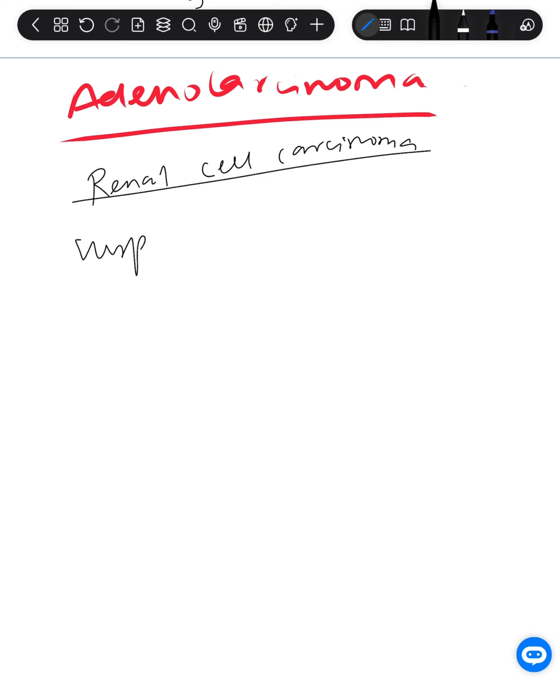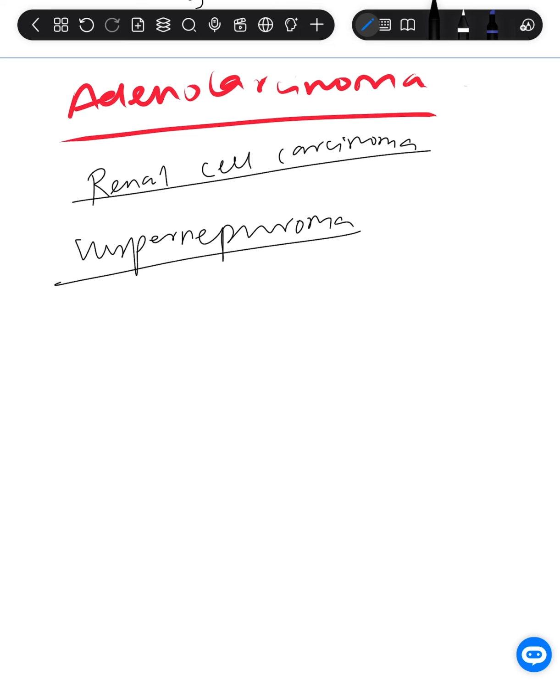So adenocarcinoma is also called hypernephroma, renal cell carcinoma, and Grawitz tumor. These are the other names, but the commonly used name is, of course, renal cell carcinoma. Why is it called hypernephroma? Hypernephroma is actually an old misnomer which was used in ancient times. Now it is primarily called renal cell carcinoma.